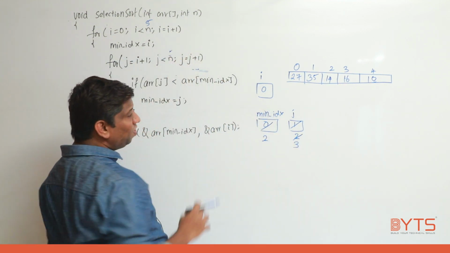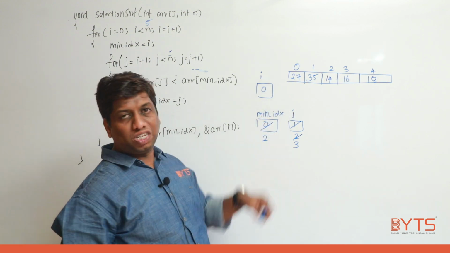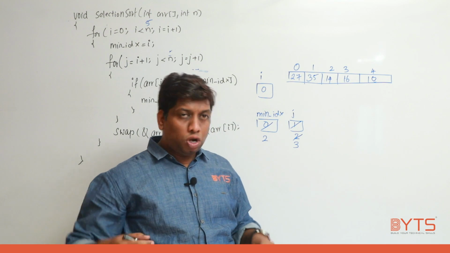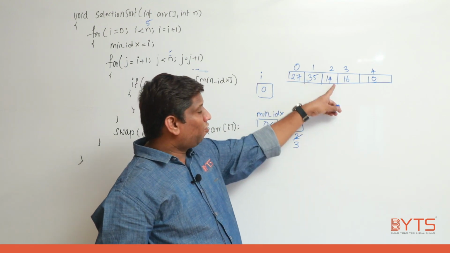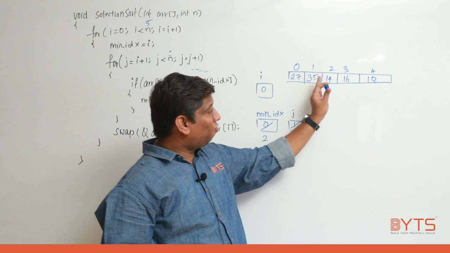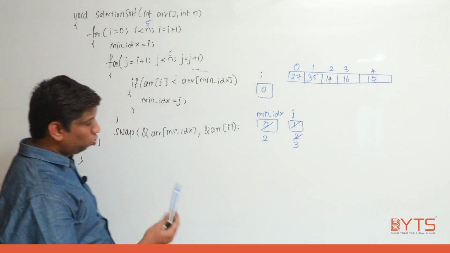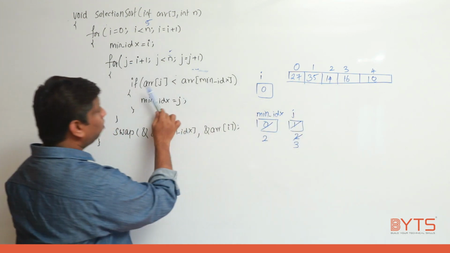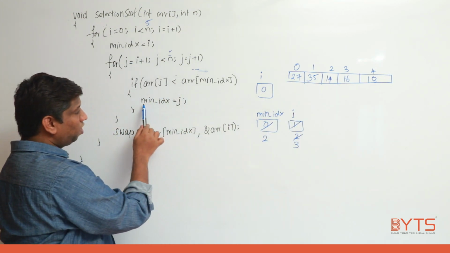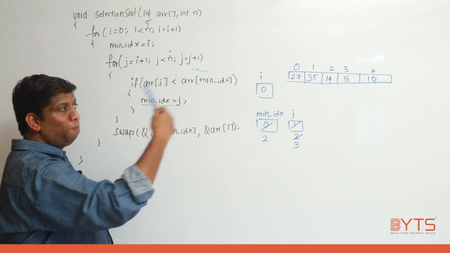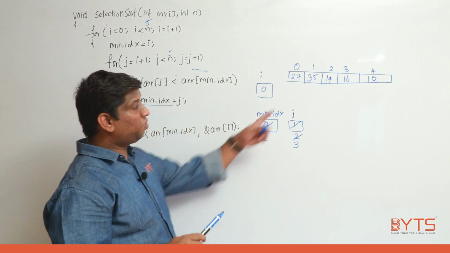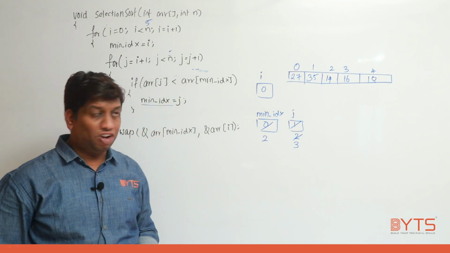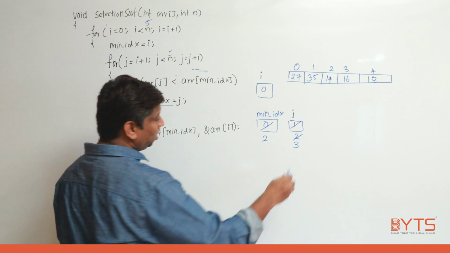Now see, previously I used to compare every number with 27. Now I started comparing with 14. Why? Till now I thought the minimum index is 0, but from here I ensured 14 is the minimum number. From 14 only I need to compare the remaining numbers, right? Now j value is 3. What is ARR of 3? 16. But min index is updated to 2, because this condition was true. Now I am comparing the remaining elements with 14, because 14 is the minimum number. Now tell, 16 less than 14, true or false? False. So min index is not updated, but j is updated to 4.